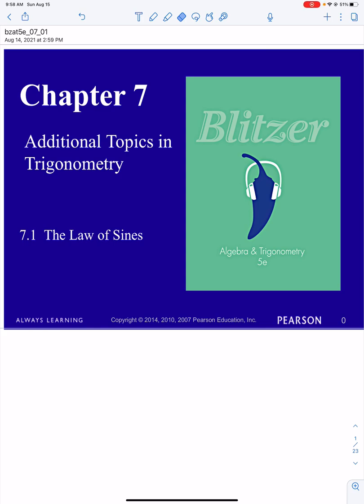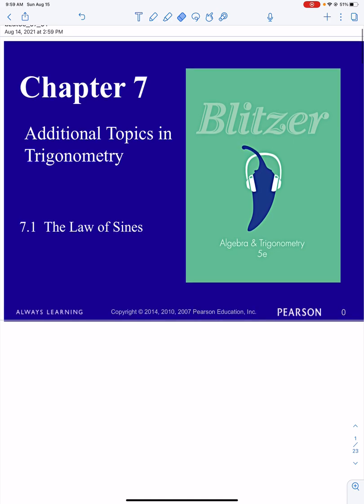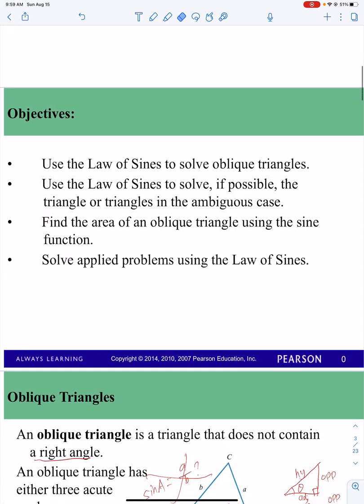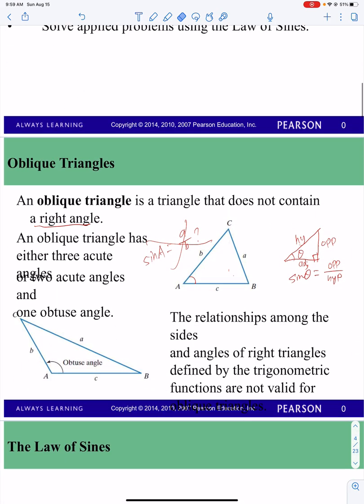Okay, so today we wanted to continue to introduce additional topics in trigonometry. The first thing we wanted to introduce is the law of sines. Before we introduce the law of sines, we wanted to introduce a special triangle. It's called an oblique triangle.